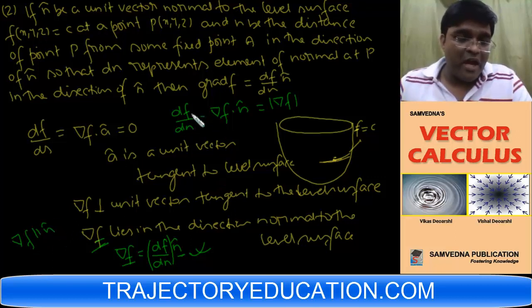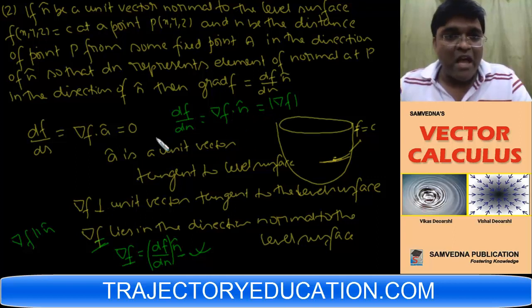So this directional derivative in the direction of normal will be given by del f dot n. Since del f is parallel to n, I can write del f, mod of n, into cos 0, that is mod of del f. So mod of del f is nothing but the directional derivative. I have two pieces of information: one, del f is parallel to n, and two, the modulus of del f is the magnitude of the directional derivative in the direction normal to the level surface.